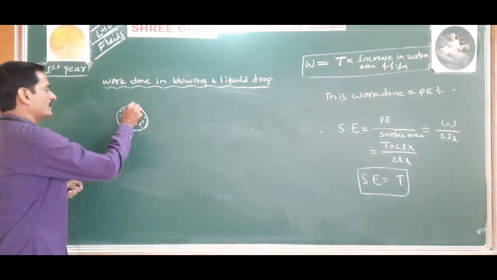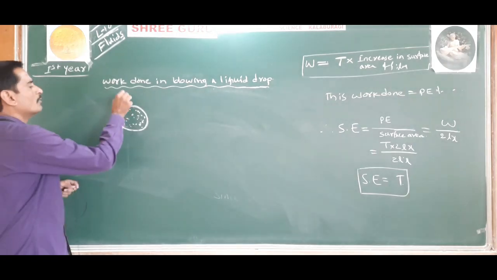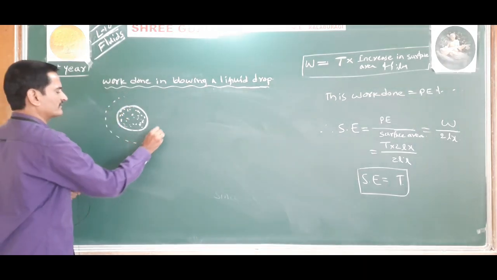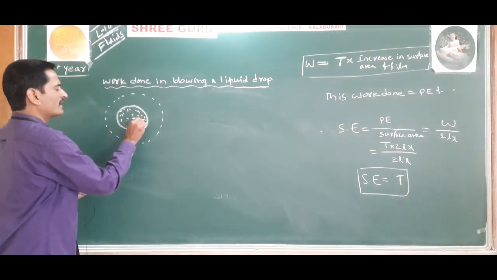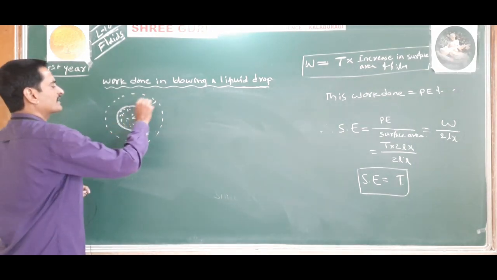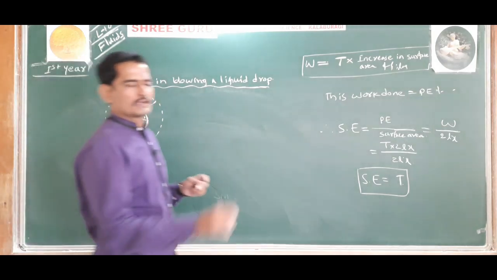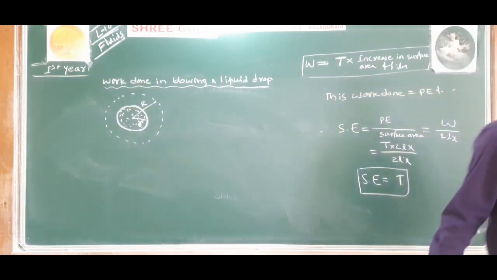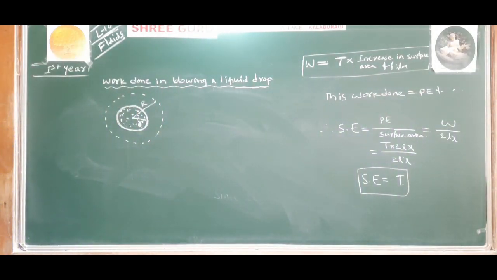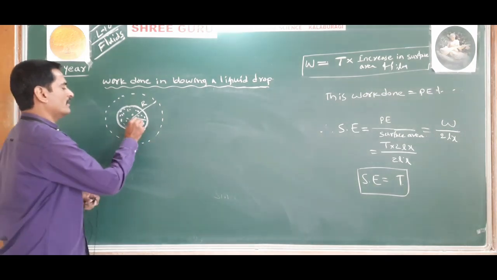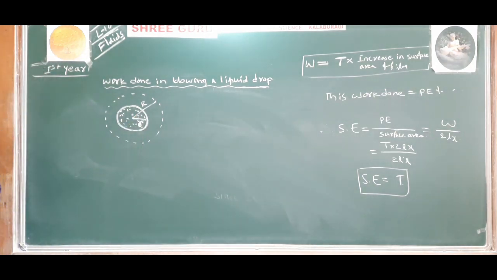This is the initial size of the liquid drop, and now we want to increase the size of the liquid drop to another one. Let small r be the initial radius and capital R be the final radius of the liquid drop.